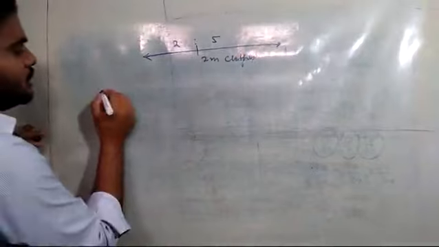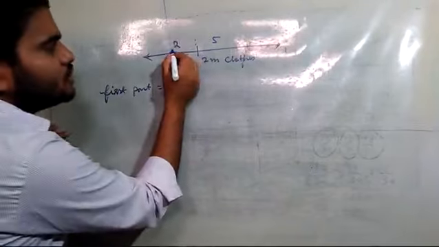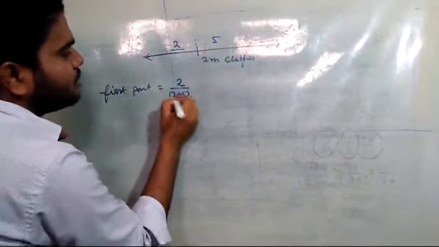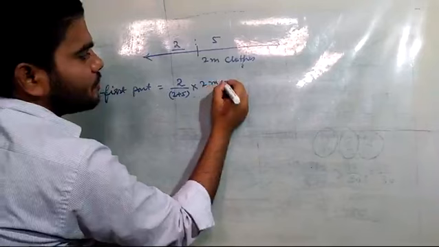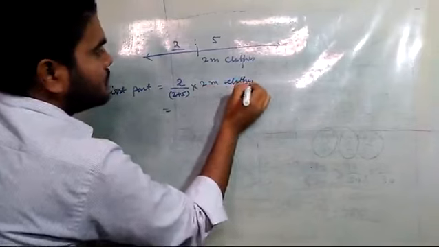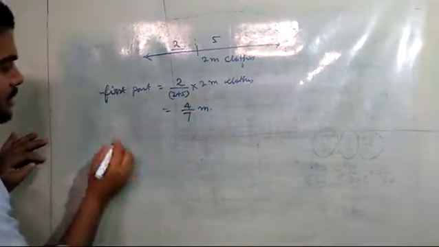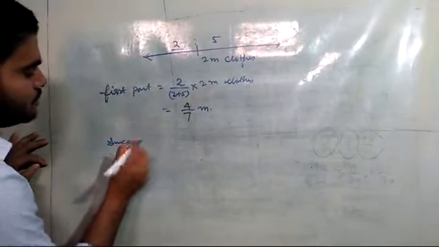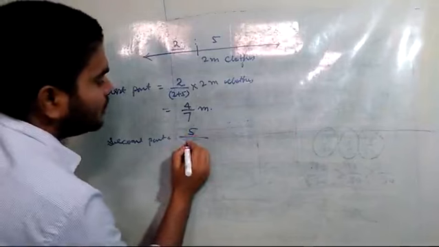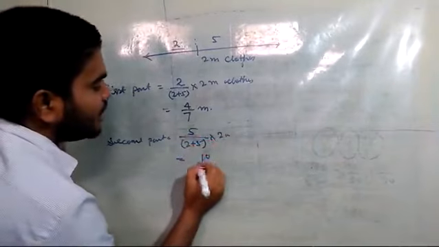So what is the first quantity? For the first part, you have to see in which ratio they have divided it. So you write 2 divided by the sum of the ratios, 2 plus 5, multiplied with 2 meter clothes. So it will be 4 by 7 meter. So the first part is 4 by 7 meter. The second part is equal to 5 upon 2 plus 5 into 2 meter. So this will be equal to 10 by 7 meter.